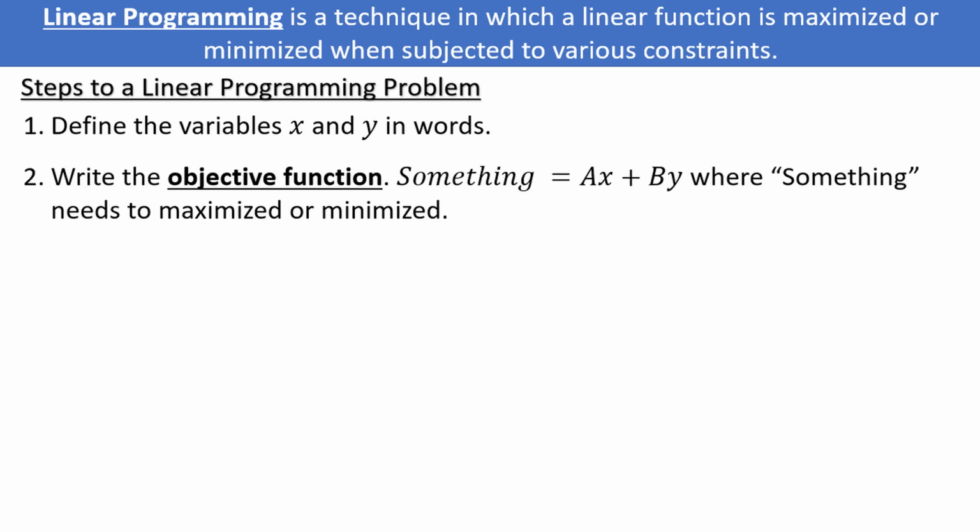For example, if you are selling 2 types of computers, and you make $50 in profit for the first computer and $75 in profit for the second computer, the objective function would be profit is equal to 50x plus 75y.